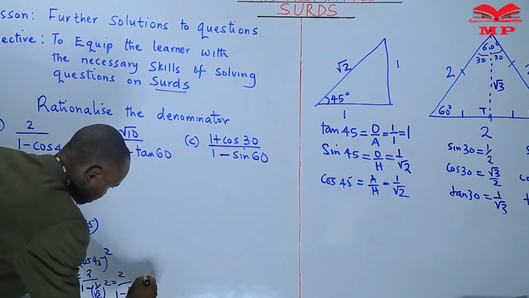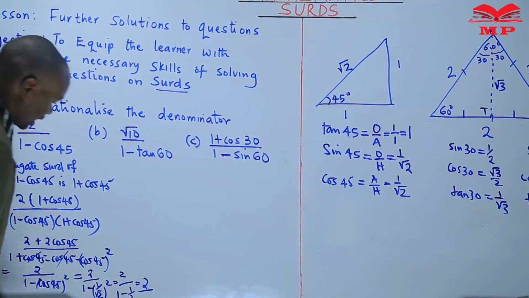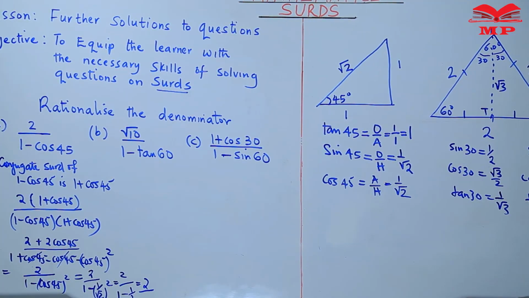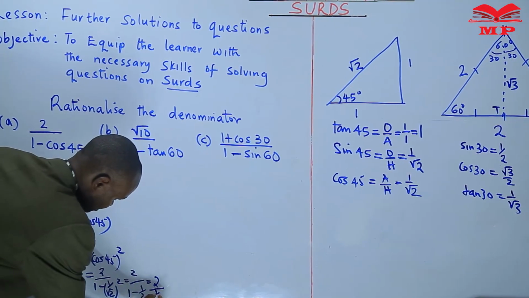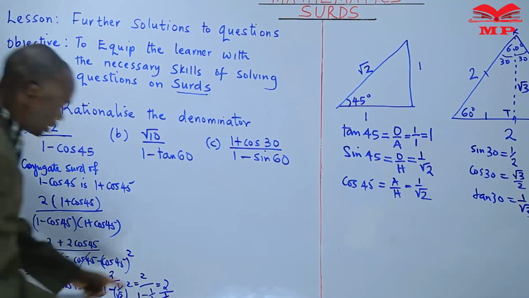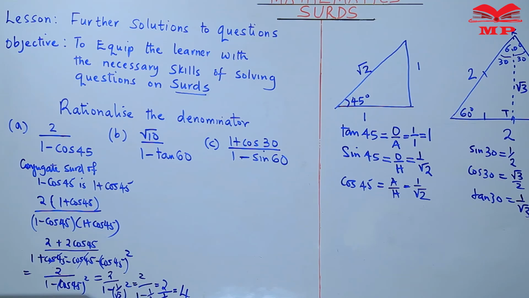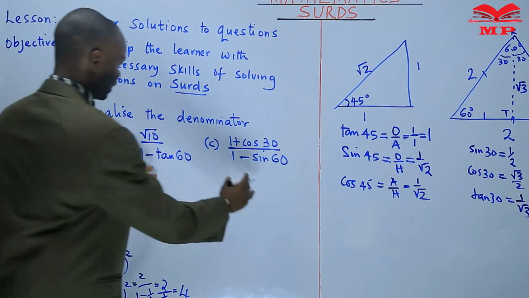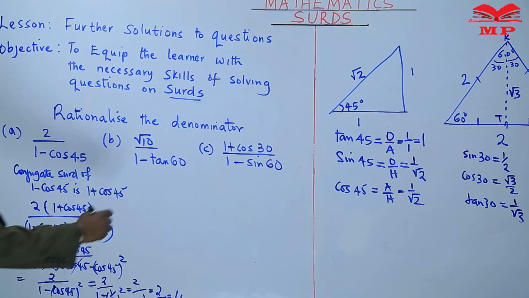So that works to 2 over 1 subtract a half, you'll get a half. 2 divided by a half, you'll get 4. Because of space, I'll work B here and I'll work C there. We move to B.